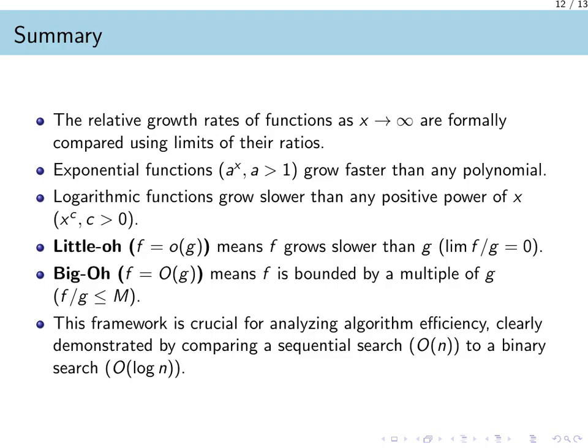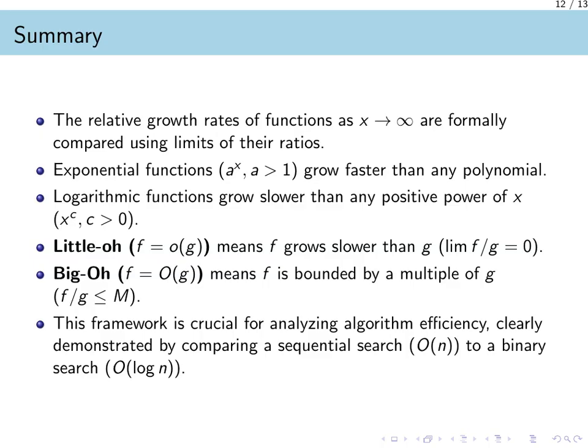Let us recap the essential tools for comparing how functions grow as x approaches infinity. The fundamental technique is to analyze the limit of their ratio, which reveals a clear hierarchy of growth rates. We established that exponential functions grow faster than any polynomial, which in turn grow faster than logarithmic functions. To formalize this, we introduced two notations. Little o, written f equals o of g, means that f grows strictly slower than g, because the limit of their ratio is 0. Big O, written f equals O of g, provides an upper bound, meaning f grows no faster than a constant multiple of g.